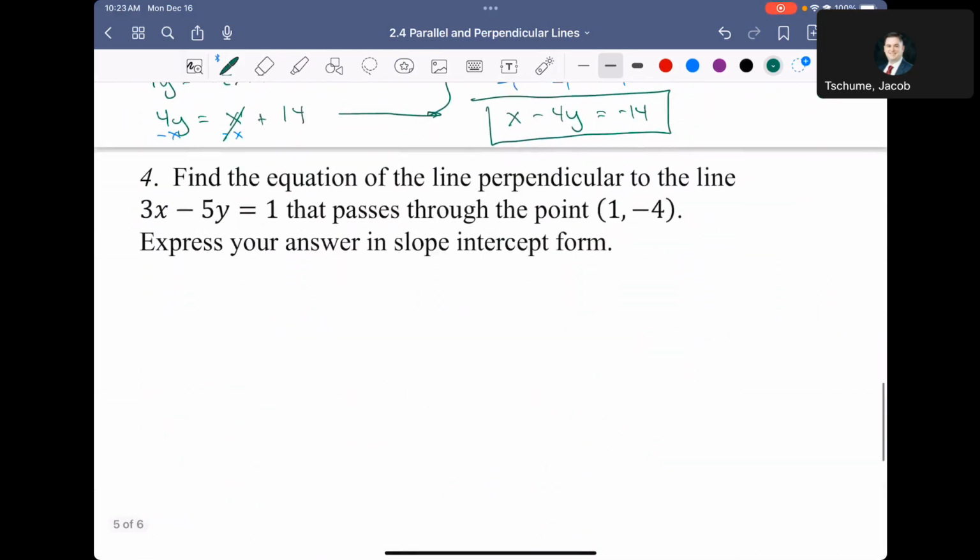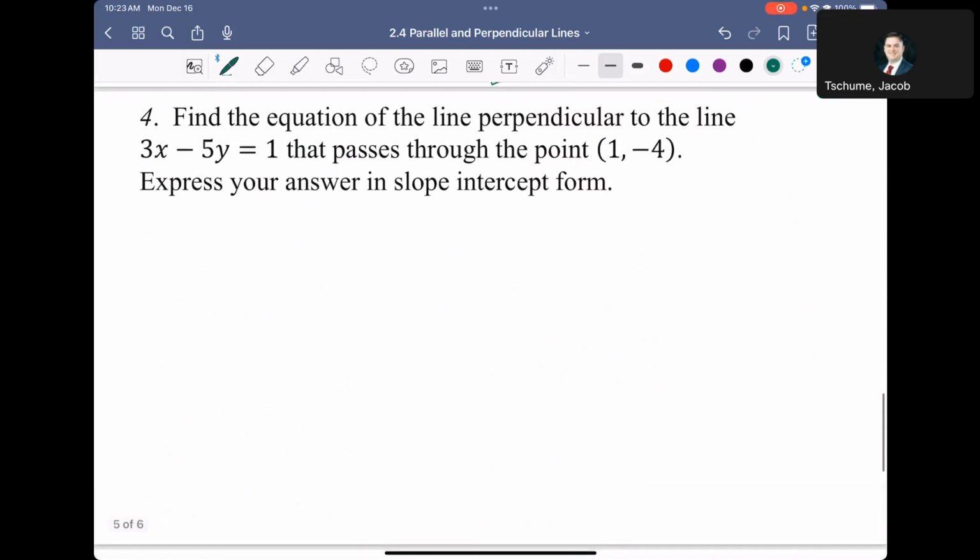All right, so number 4 says find the equation of a line that's perpendicular to the line 3x minus 5y equals 1 that passes through the point 1, -4, and we want your answer in slope intercept form. All right, so same idea. To write the equation of a line, you first need a point, which we have. So we will call this our x1, y1 point.